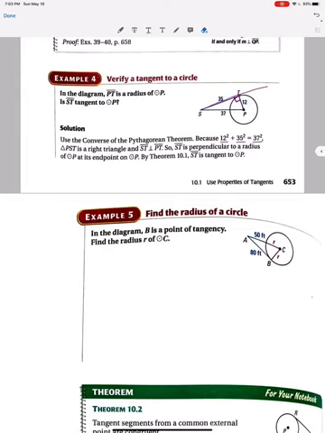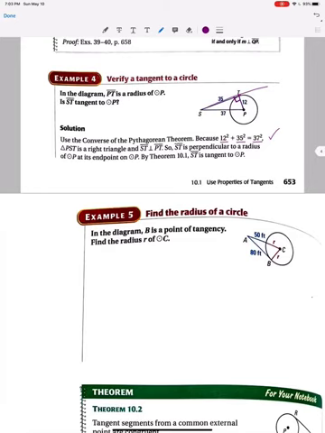And it is. If you did this on your calculator, you would see that it is equal. So it is a right triangle. So then we know that ST must be perpendicular to the radius. So it is a tangent line.